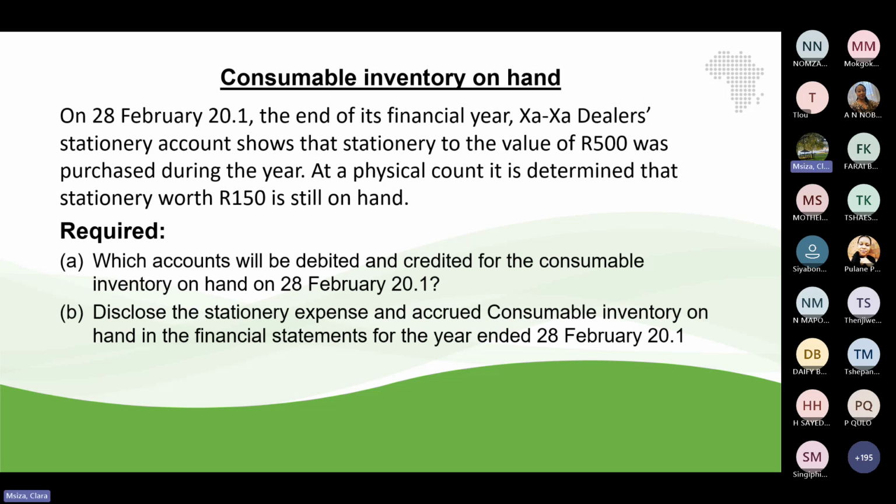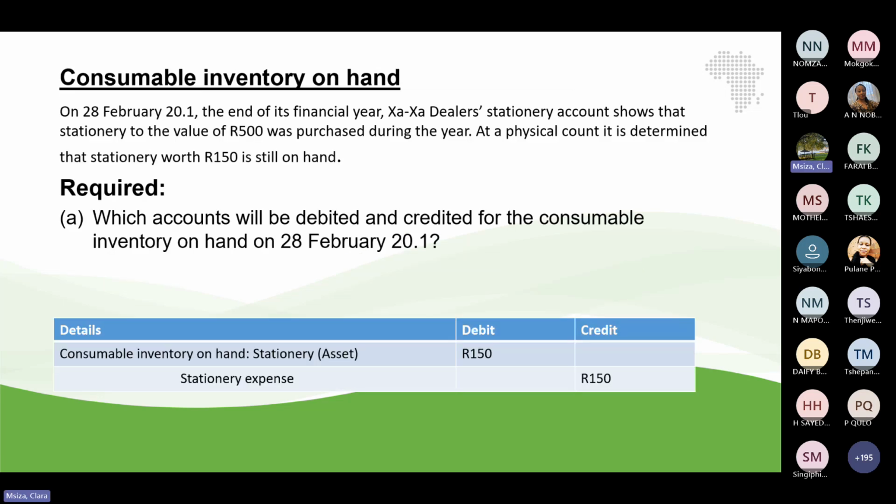So now, what are we going to debit or credit for consumable inventory on hand? Can you type on the chat?